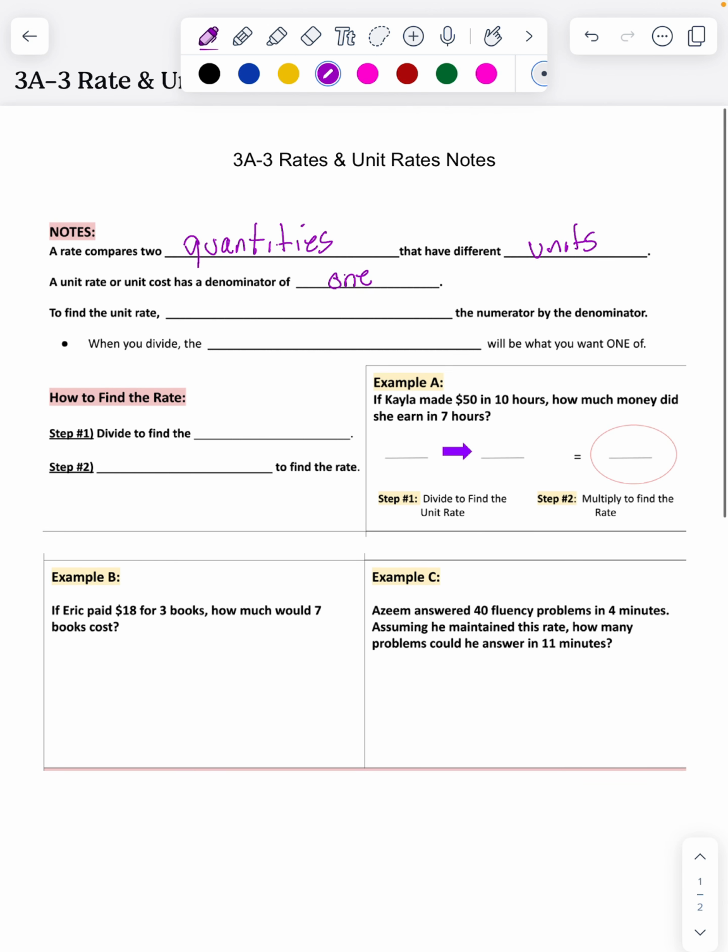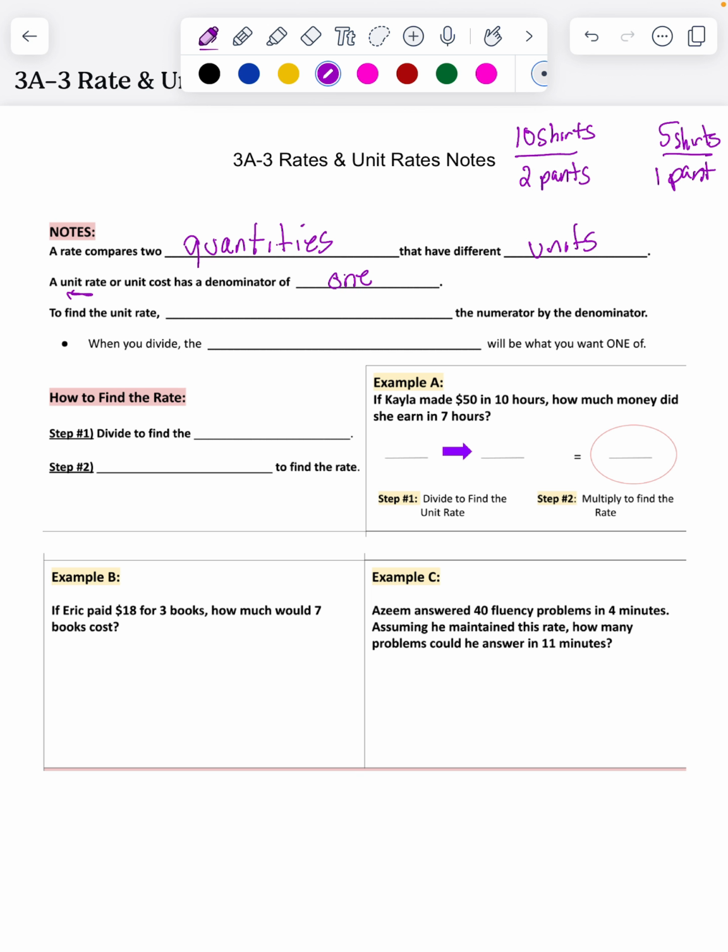For example, if I have 10 shirts per 2 pants, my unit rate is 5 shirts per 1 pant, because my unit rate has to have a denominator of 1.